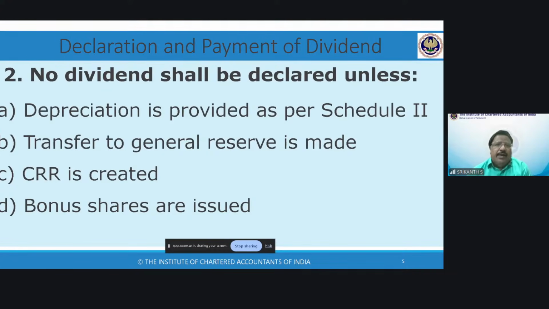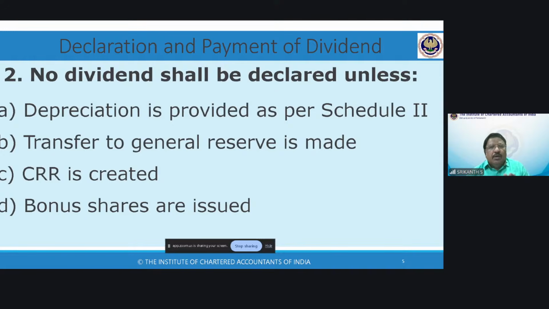No dividend shall be declared unless depreciation is provided as per Schedule 2, transfer to general reserve is made, CRR is created, bonus shares are issued. Now, I don't know if you have MCQs in your exam. If you have, not a big deal. MCQs are the easiest to answer. Why? Because no thinking is needed on your part. Answers are given there. If you know the subject, you can answer in 2 minutes. Even if you don't know, you can do a little bit of guessing and get away.